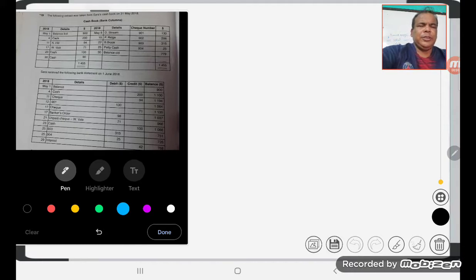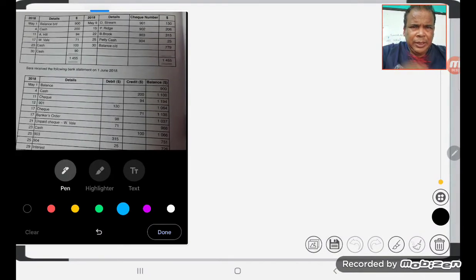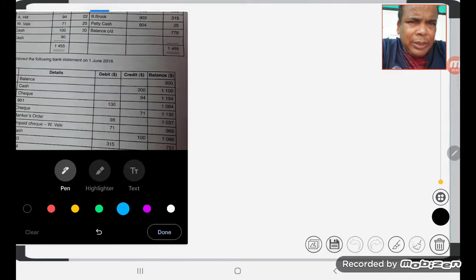Yes, we are going to see a question on bank reconciliation statement. Whatever we have on the debit side will have to be credited, and whatever we have on the credit side of the cash book will have to be debited. Let us see what we have on the debit side. We have balance 900, and in the bank statement it should be on the credit side.